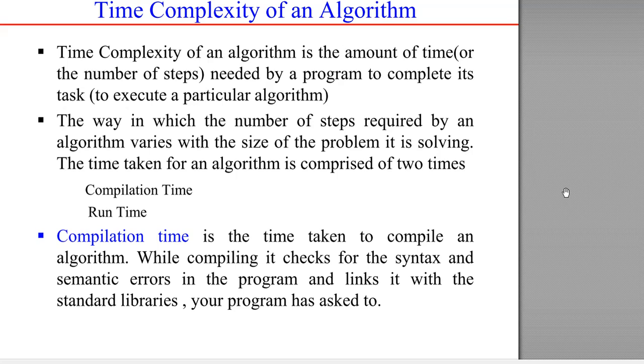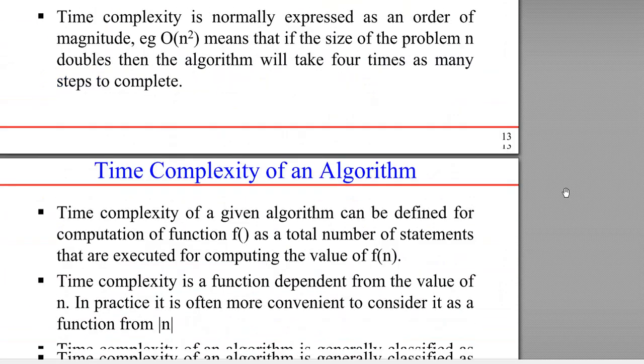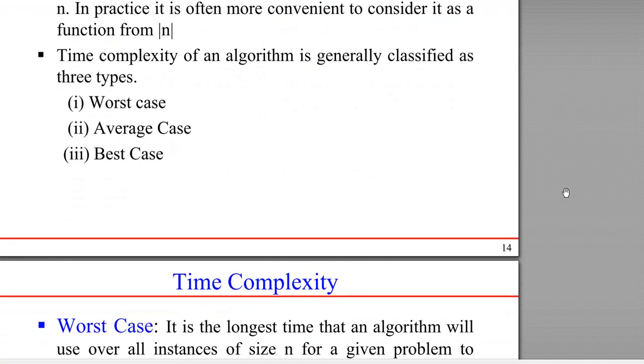Under time complexity, we have compilation time, the time it takes to compile the program, as well as run time, the time the program actually spends doing the computations and solving the problem. We also have the worst case scenario, the average case scenario, and the best case scenario. The worst case scenario asks: given a certain set of inputs, what is the maximum amount of time the program will take to run and complete that computation?